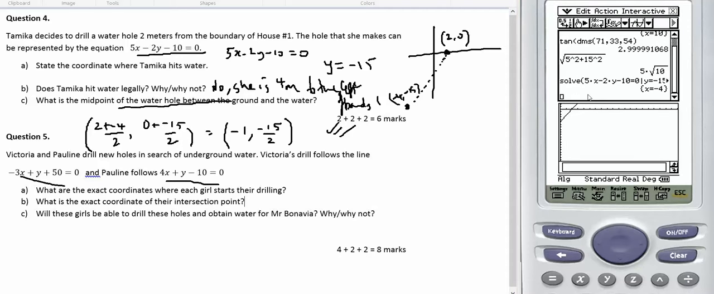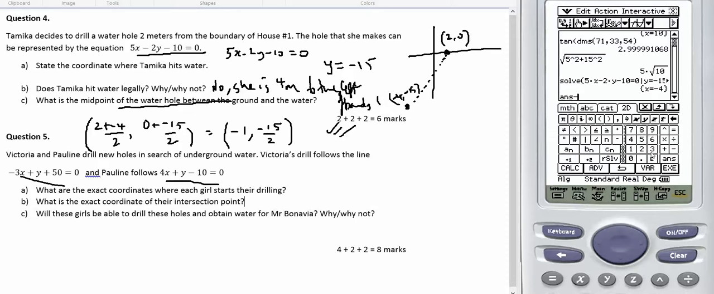Okay, so we have Pauline, which is minus 3x plus y plus 50 equals 0. So that's Pauline. We'll get rid of that answer and press execute. And for Victoria, it's 4x plus y minus 10 equals 0.